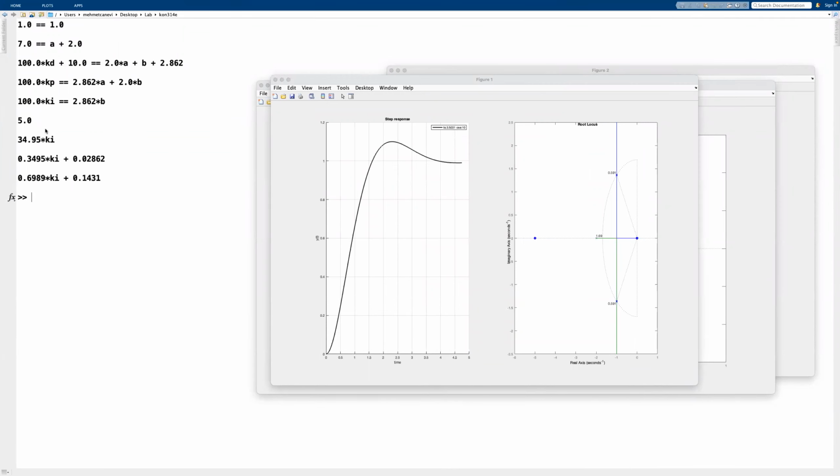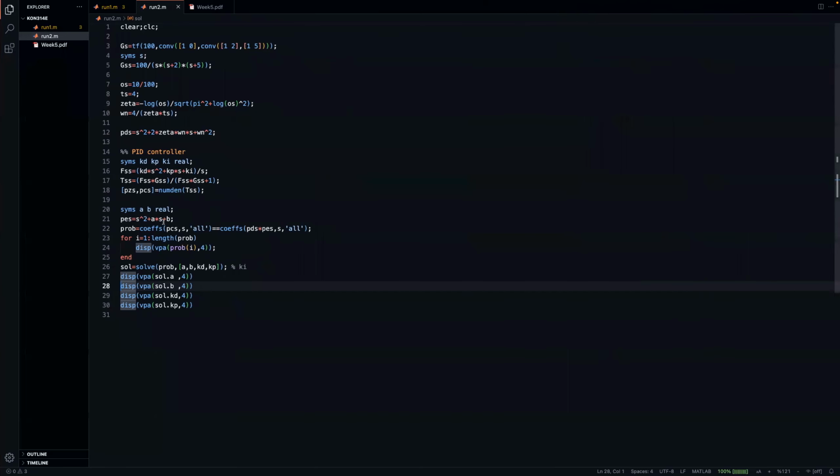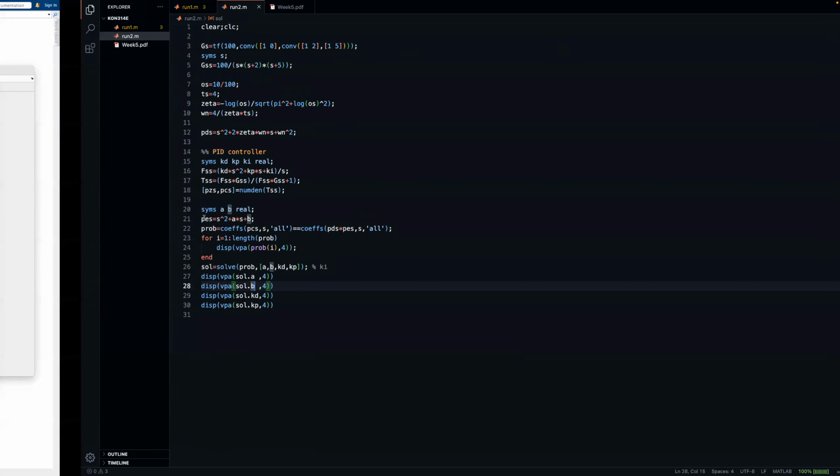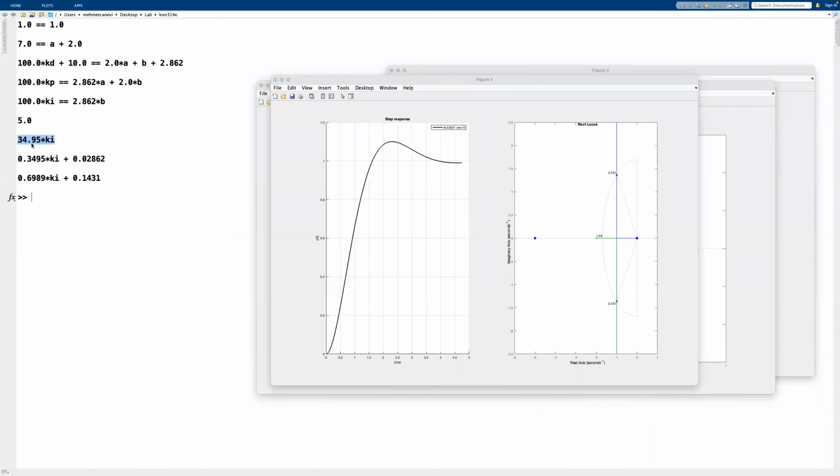There we go. A was equal to 5. And then Kd seems to be 35 Ki. Or is it actually B? Oh, so it's B. 35 Ki is going to be B. And then we have this equation and this equation, which gives us Kd and Kp, basically in terms of Ki. So here you can see everything is in terms of Ki, because that's the free parameter here.